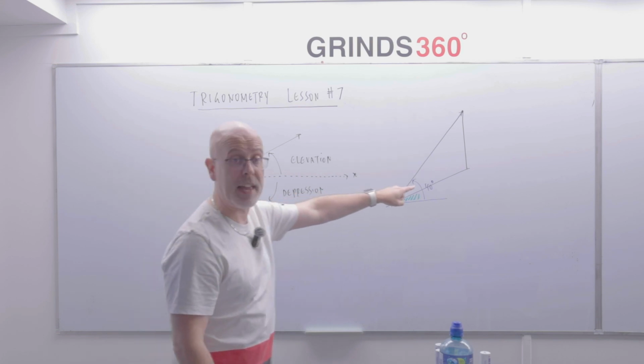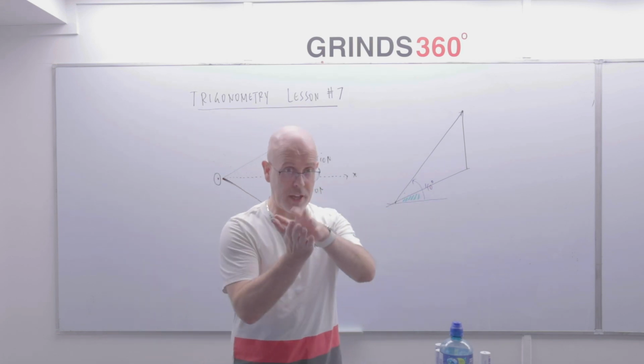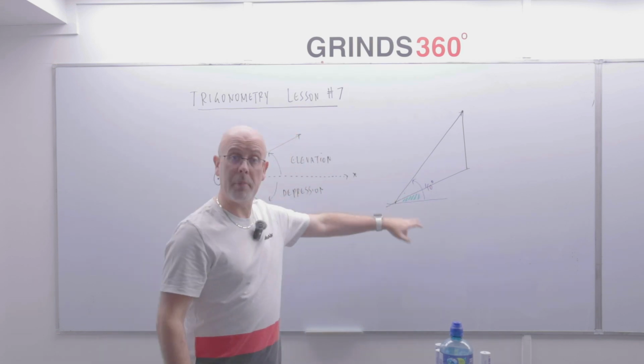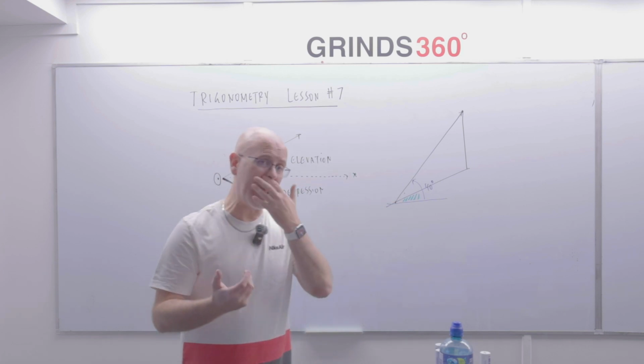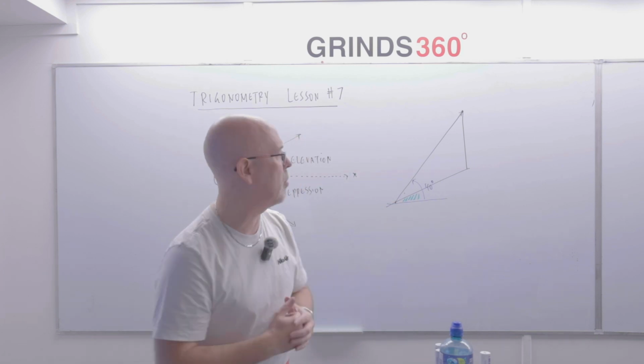If the ground is not flat, you have to adjust the angles of elevation you get from your clinometer for the slope of the ground. By, in this case, subtracting the slope of the ground, or you'd be adding it if you're looking downhill. And we'll have a look at a couple of examples of that now.